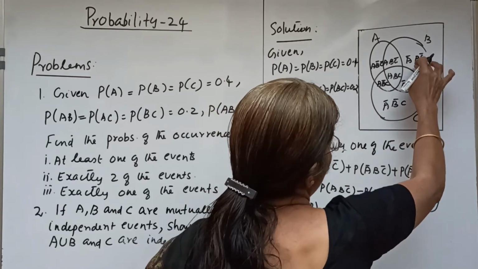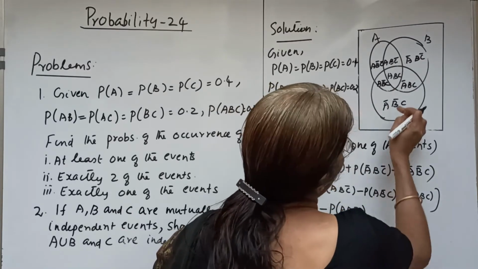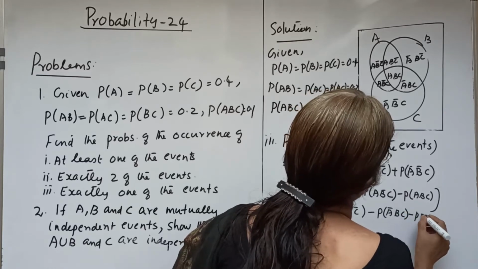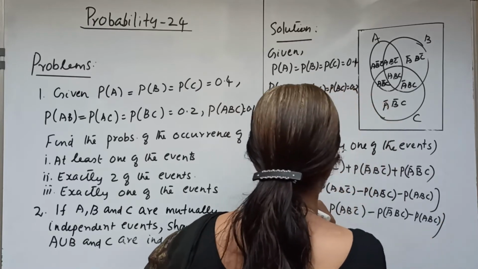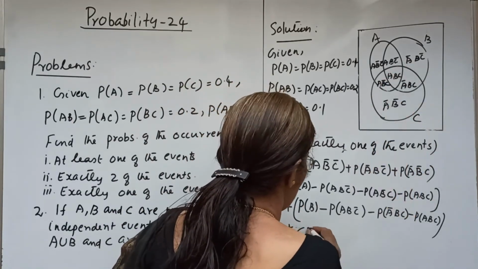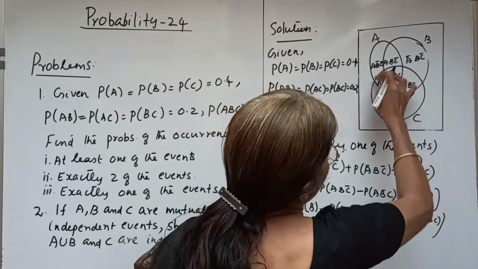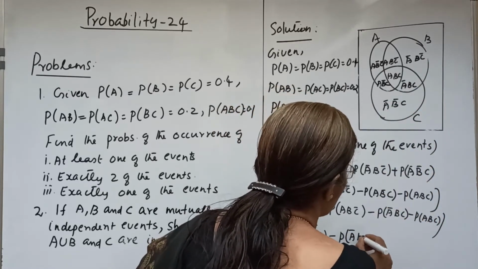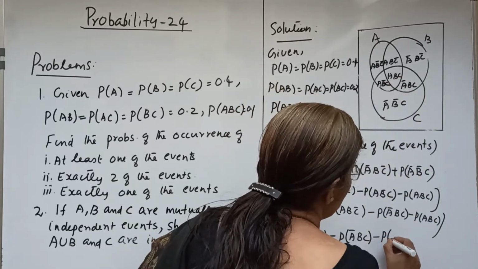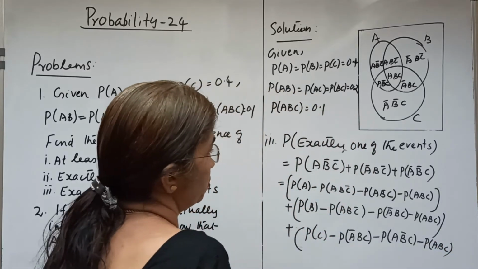Minus similar one, P of B minus P of A B C bar, minus P of A bar B C, minus P of A B C, plus what is the next, P of A bar B bar C. So this is P of C minus P of A bar B C, minus P of A B bar C, minus P of A B C.